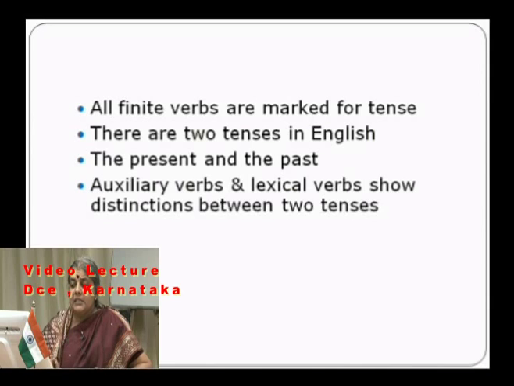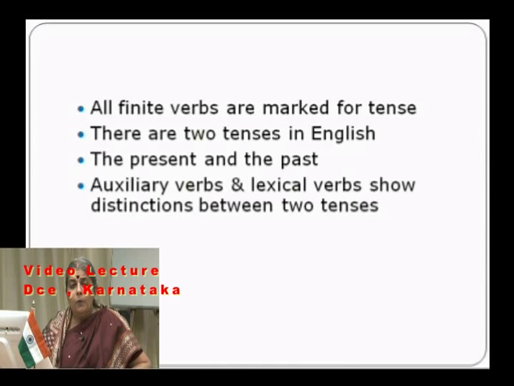Now look at the second sentence. There are two tenses in English, the present and the past. You might wonder what happened to the future tense. In English, we don't say there is future tense, we shall only say there is future time reference. We have present tense and the past tense, we have only future time reference.